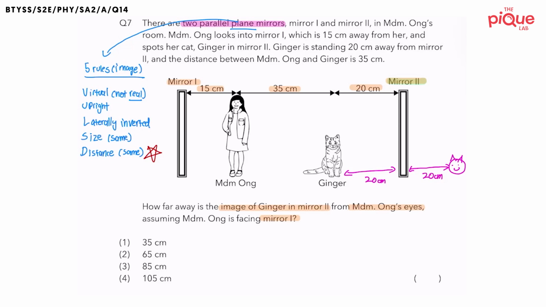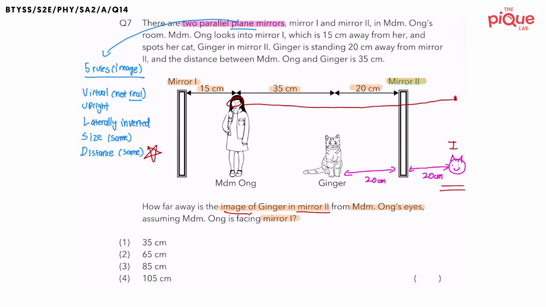Now, this question is very wordy, so let's break it down to help us understand this better. The very first step is to find the image of Ginger in mirror 2. We have already identified that earlier on. So where is the image of Ginger in mirror 2? It's simply over here. Now, the question asks us how far is this image from Madam Ong's eyes. So all we need to do is to trace the distance. I want you all to trace the distance together with me. Let's start over here from the image. From the image, we will travel to mirror 2 all the way to Madam Ong.